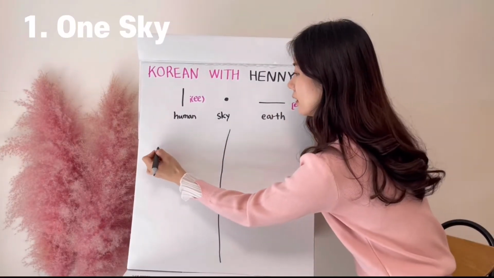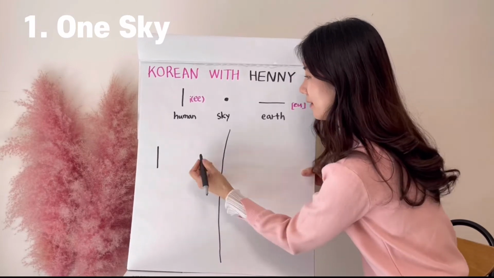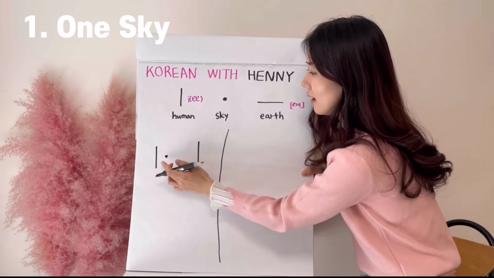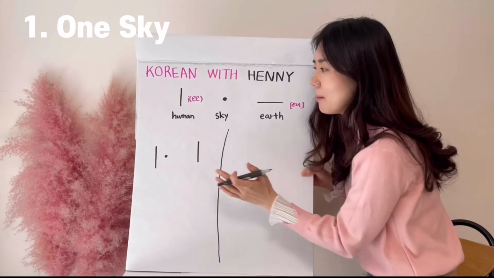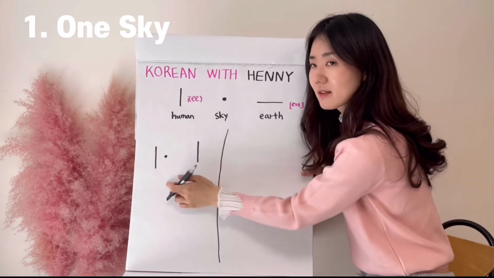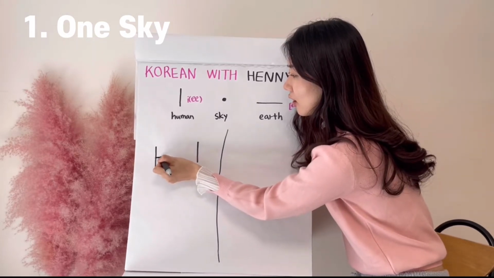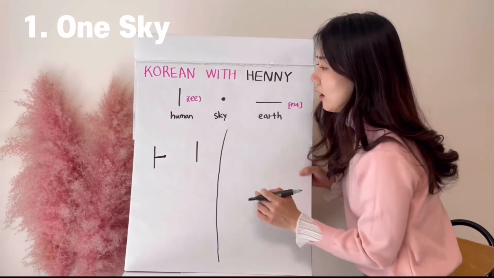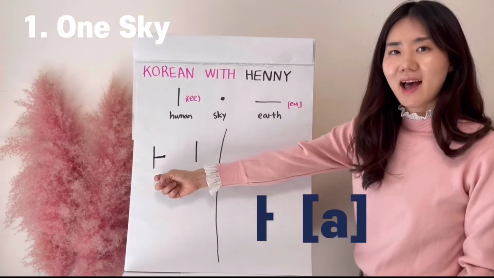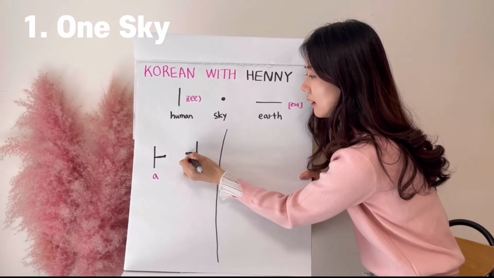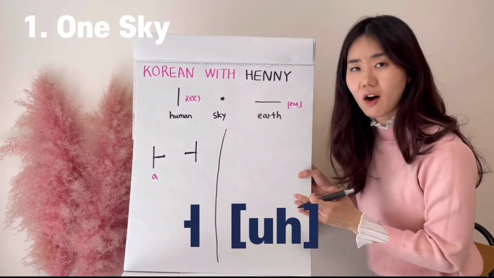First, human. When sky is on the right side, it becomes A. But we don't write it like this anymore. It was used in the past, and we have to draw a line between these 2. Okay? A. Sky on the left is O.